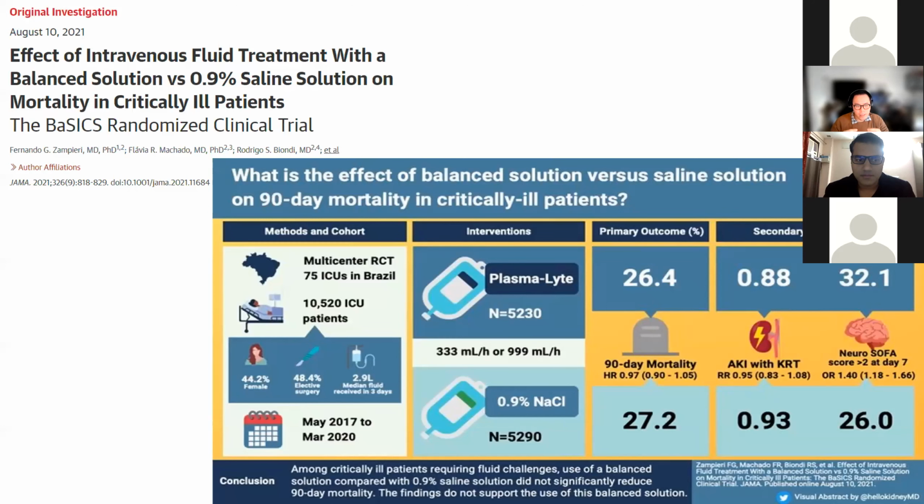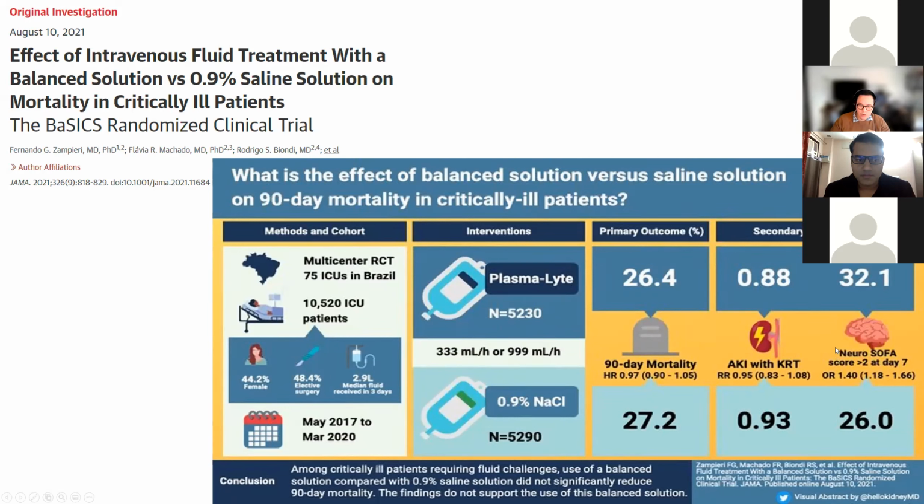And it actually tried to answer two questions. It tried to answer the question of, does it make a difference in terms of balanced solution versus normal saline? But the other thing it did was look at the rates of infusion. So the standard is to give it very quickly, 999 mils per hour, or slightly slower in terms of the fluid challenges, 333 mils per hour. And if you look at mortality as your outcome, there was no difference between the groups.